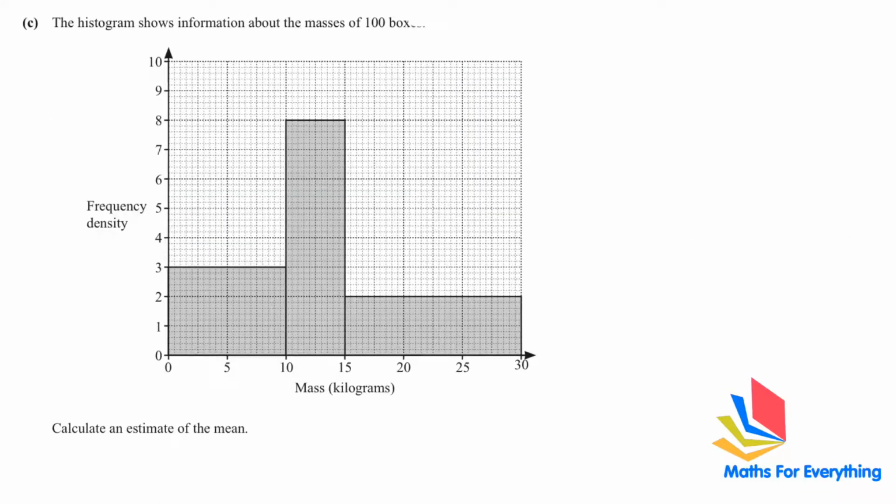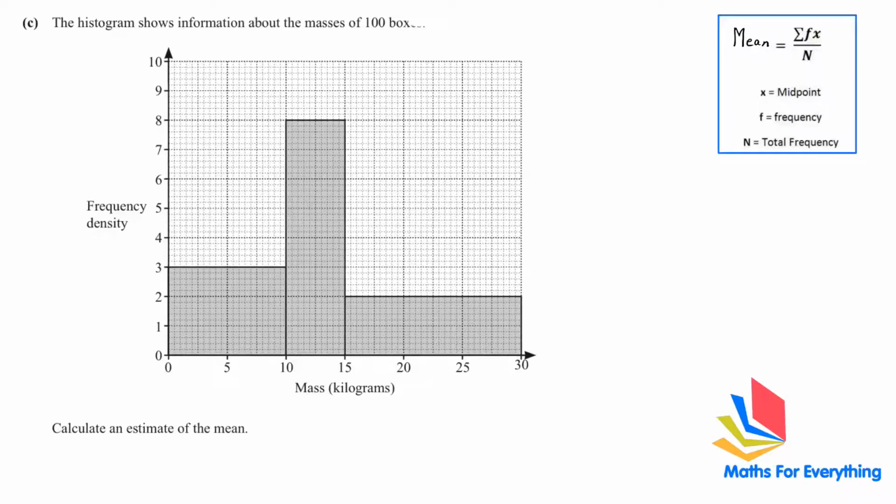Question number C. The histogram shows information about the masses of 100 boxes. This is the frequency density, this is the mass. Calculate an estimate of the mean. This is a 6-mark question. To find the mean, we are going to use the same formula: the sum of the frequency multiplied by the midpoint of the class width, divided by the total frequency.